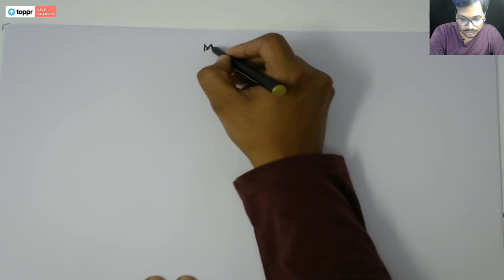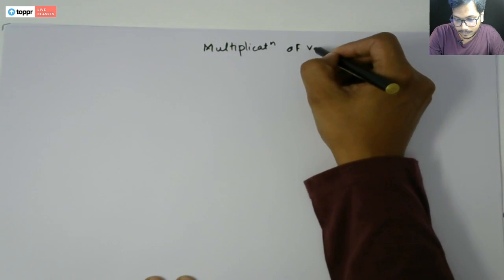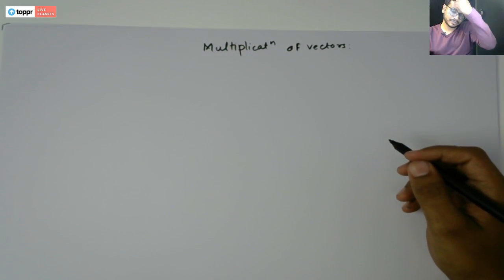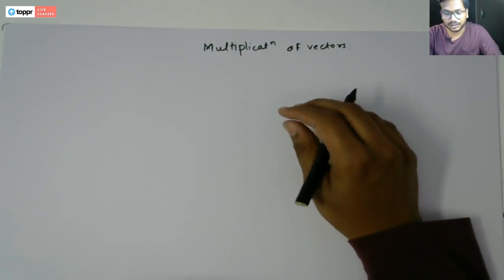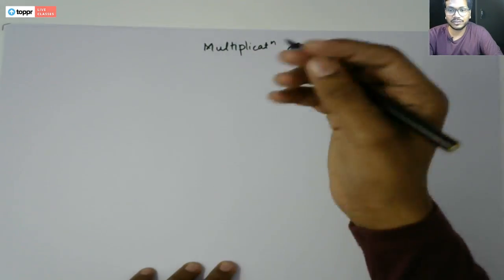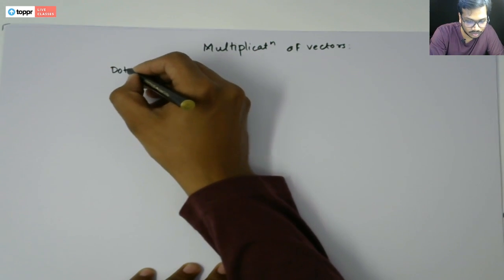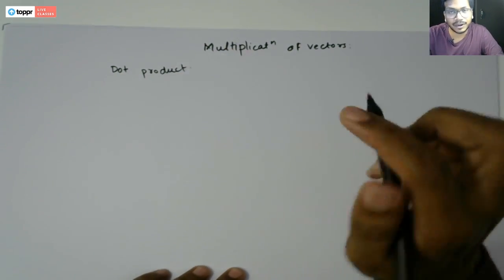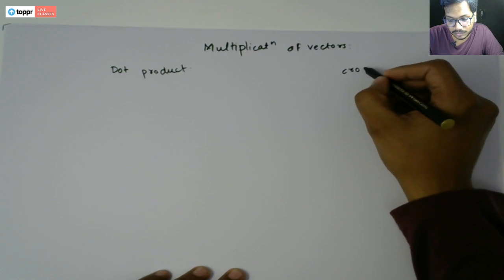Now let's look at multiplication of vectors. When we multiply vectors, there are two types of multiplications we can do with vectors. One is if we multiply two vectors and we get a scalar quantity as their product. That is called the dot product. And the second is when we multiply two vectors and we get a third vector as the result. That is called the cross product.